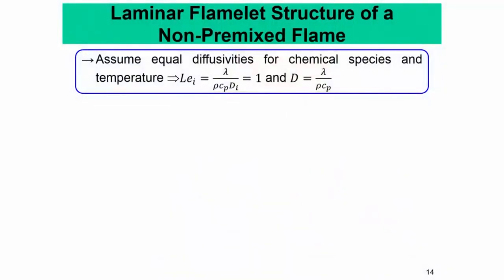So the first assumption is that we'll assume equal diffusivities for the chemical species and temperature. So the Lewis number Le_i, which is lambda, the thermal conductivity, divided by rho Cp D_i, is equal to 1, and D_i is equal to D essentially, and D is equal to lambda by rho Cp. So it's a generalized diffusivity which is also equal to D_i. Okay, so that is the thing.